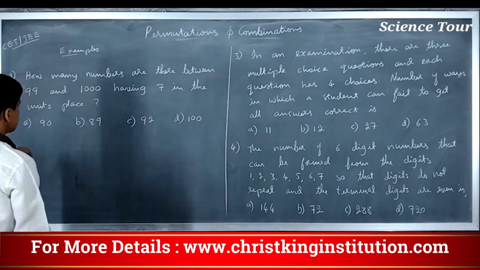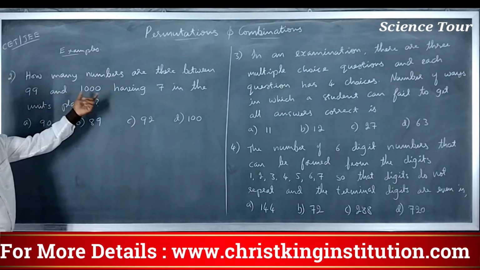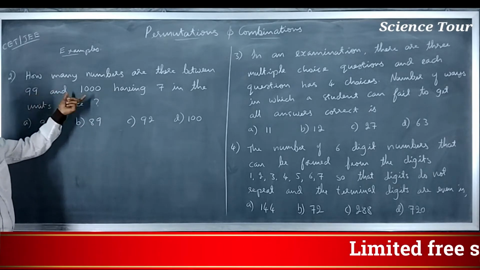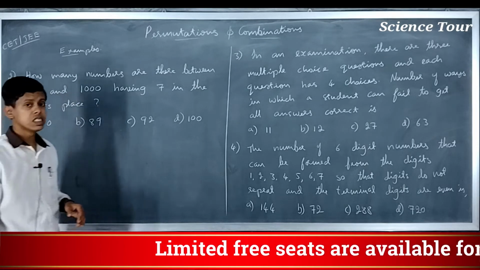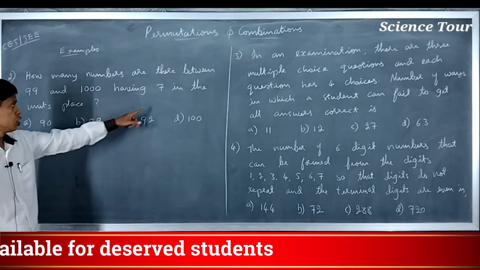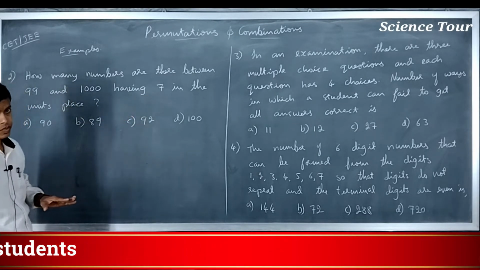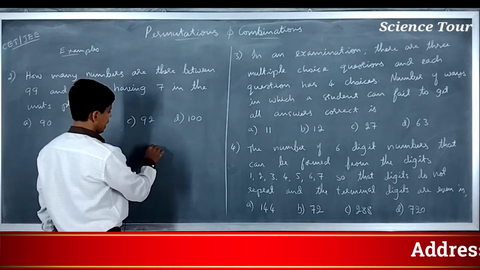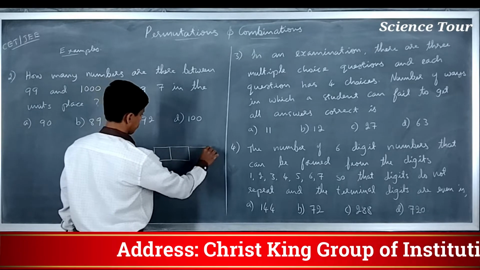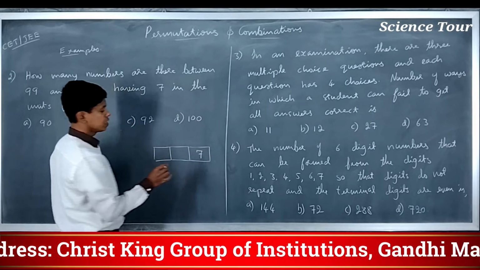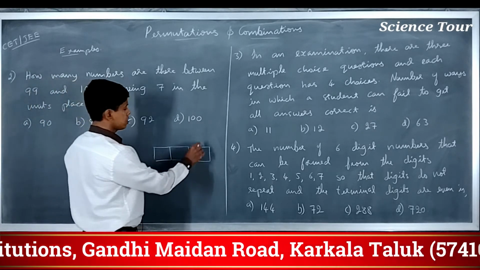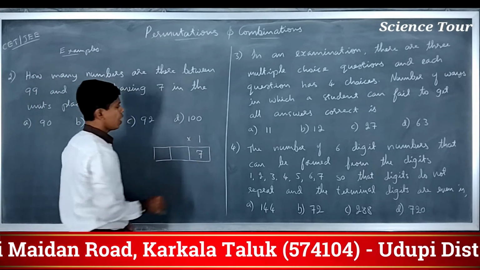Now, how many numbers are there between 99 and 1000 having 7 in the units place? What do you mean by a number between 99 and 1000? It is a 3-digit number, so from 100 till 999, but the units place must be 7. So you have a 3-digit number but the units place is fixed. How many ways can you select one number in this place? Only one way.